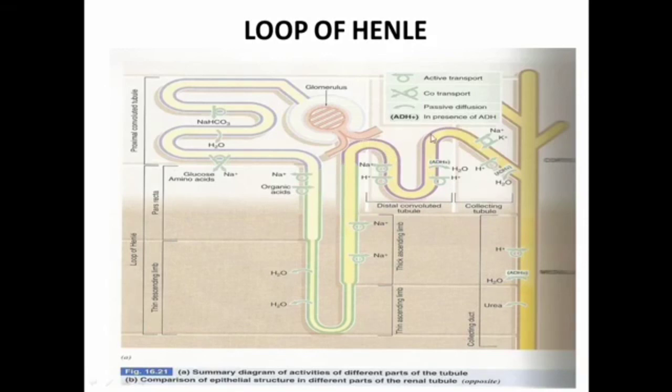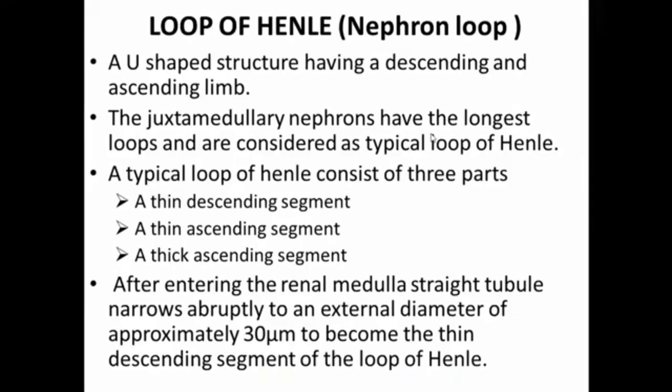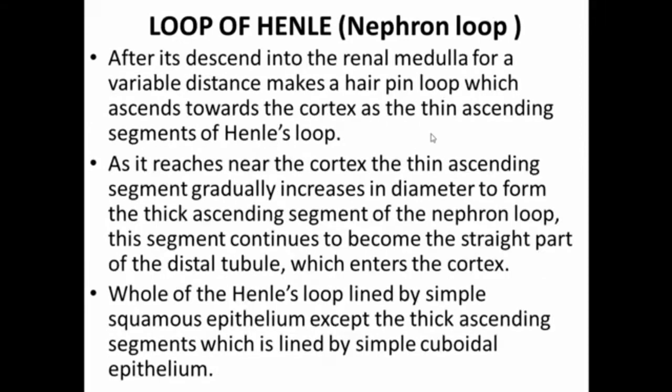But first we should revise the loop of Henle. Now again, repeating, it is a U-shaped structure having a descending and an ascending limb. The juxtamedullary nephron has the longest loops and is considered a typical loop of Henle. A typical loop of Henle consists of three parts: a thin descending part, a thin ascending part, and a thick ascending part. After entering the renal medulla, the straight tubule narrows abruptly to an external diameter of approximately 30 micrometer to become the thin descending segment of the loop of Henle.